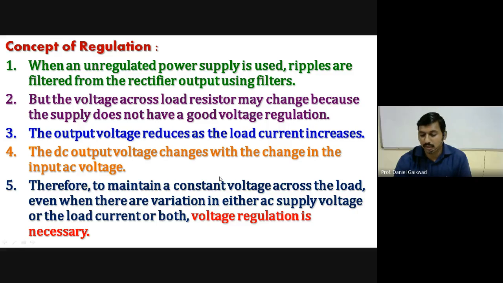Therefore, to maintain constant voltage across the load, even when there are variations in either the AC supply voltage or the load current or both, voltage regulation is necessary here. We may have a 2 marks question in the examination: why is voltage regulation necessary? So we have to write down these following points for the 2 marks question. These 2 points are important. We have to discuss the third point and the fourth point, and to keep the output voltage constant, we require voltage regulation.